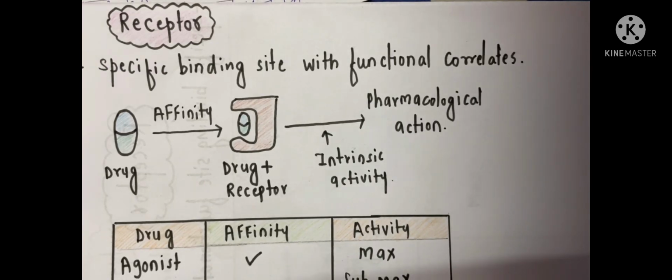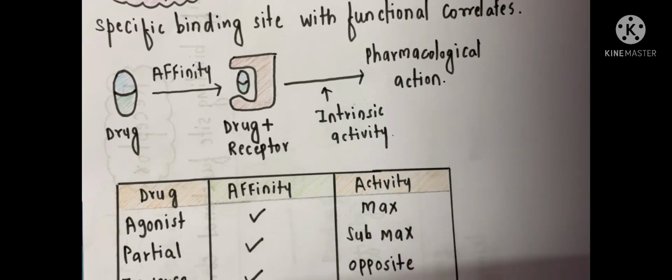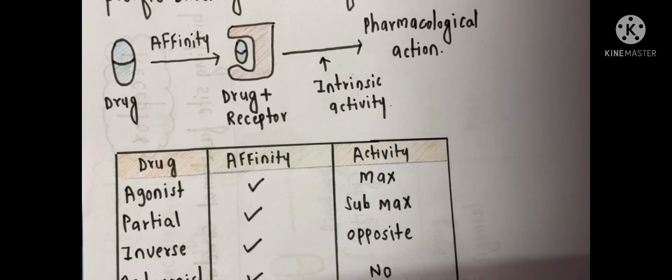Depending upon this affinity and intrinsic activity, there are 4 different types of drugs. The first type is agonist. Agonist means the drug has affinity and maximum intrinsic activity. Partial agonist means it has affinity but its intrinsic activity is at a submaximal level.